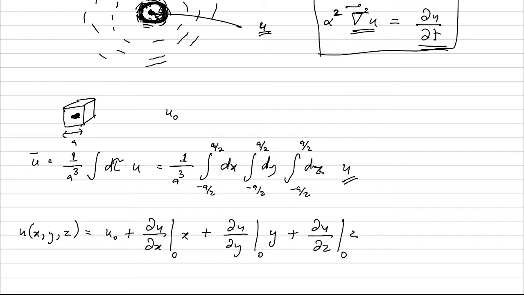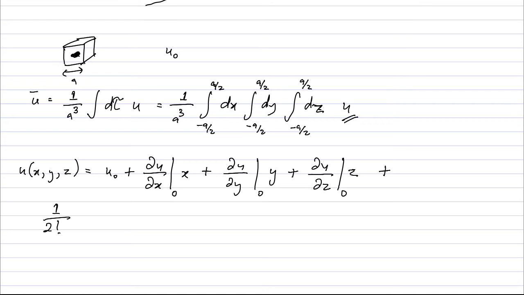Plus you have the higher order terms, the second order terms, 1 over 2 factorial, and then you have the double derivative of u. Let me just write this in full generality: partial i, partial j of u, evaluated at the origin, and over here you have x_i x_j. So x1 corresponds to x, x2 corresponds to y, x3 corresponds to z. And here you have partial with respect to i. So if i is equal to 1, this is partial with respect to x, i is equal to 2, partial with respect to y, and so on.